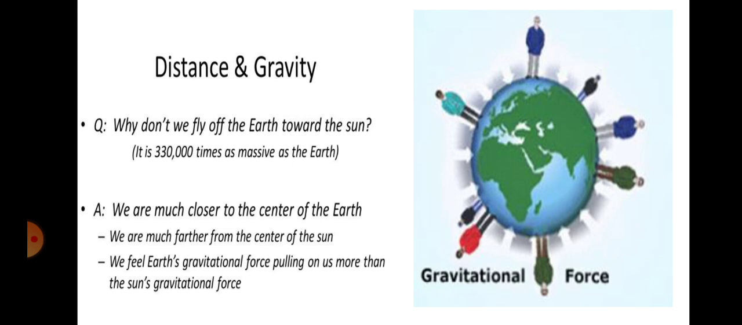Why don't we fly off the earth towards the sun? It is just because of what I already told you: the sun is more massive than the earth, due to the gravitational force of attraction. On the right side I have given one picture, which shows that due to the strong gravitational force of attraction, we can walk, we can run, we can live on the surface of earth.